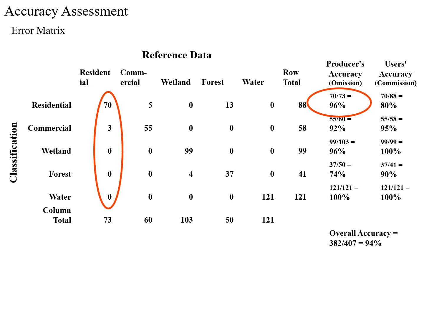On this table, I've also put the overall accuracy. That's just the sum of the values of the diagonal, which are the correct observations, divided by the total number of observations. So in this case, that's 382 observations that were correct, divided by 407 observations that were made in total. So that's 94% accuracy.